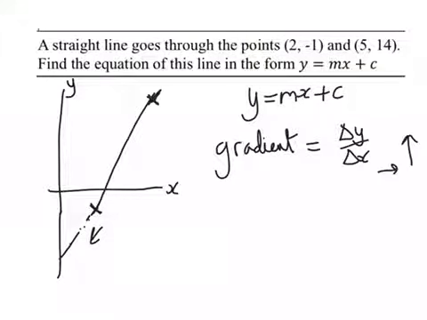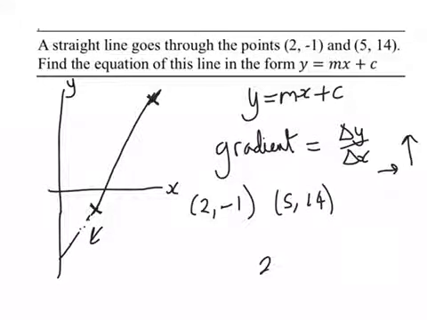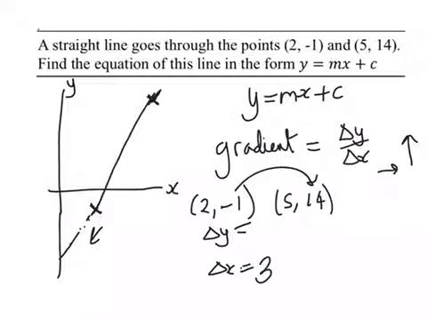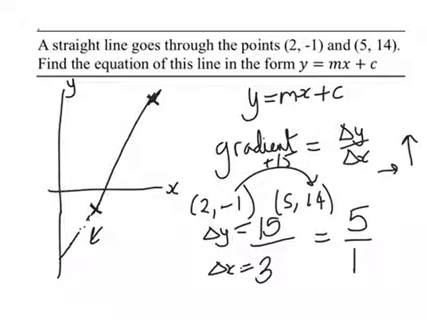Well, in this case, I haven't gone along 1, unfortunately, between 2, -1 and 5, 14. I've gone along 3. So my change in x is 3. Well, how many have I gone up? To get from -1 to 14, I've had to add 15. So I've gone up 15 when I went along 3. So that's 15 over 3. So if I went along just 1, I would go up 5. So my gradient is 5.